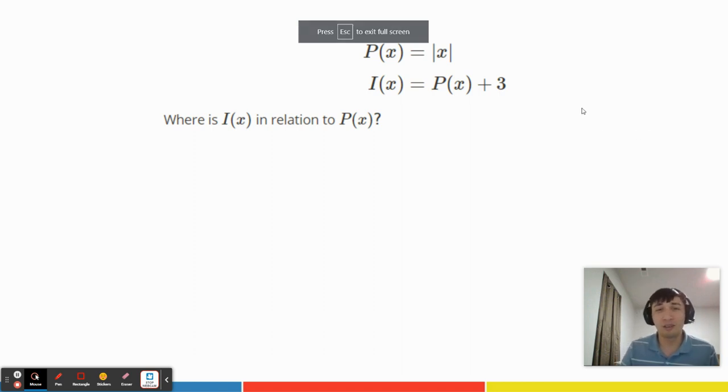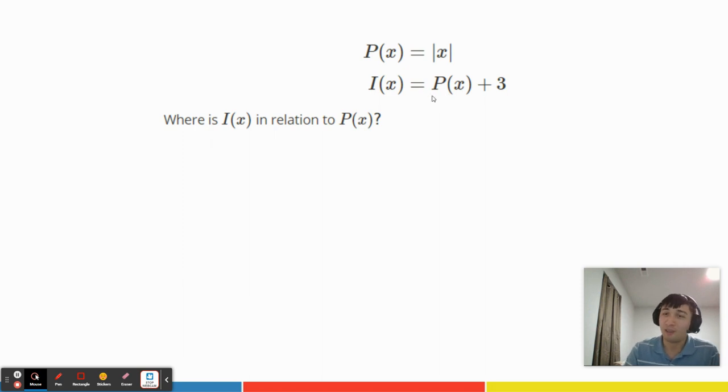Alrighty, so this time what we're looking at is some function, p of x, potentially the parent function, hence the p, and we're looking for where I of x is in relation to the parent function. Now, I of x is the parent function, but plus 3, so it's like 3 better. It's way better. But we're just talking about where it would be in relation to that.